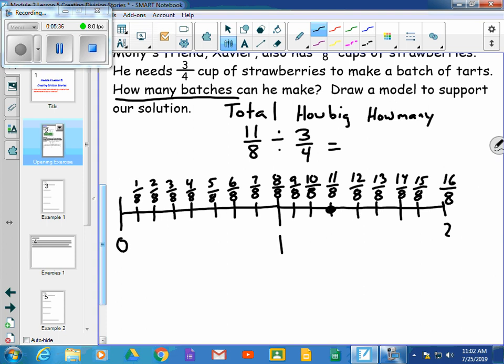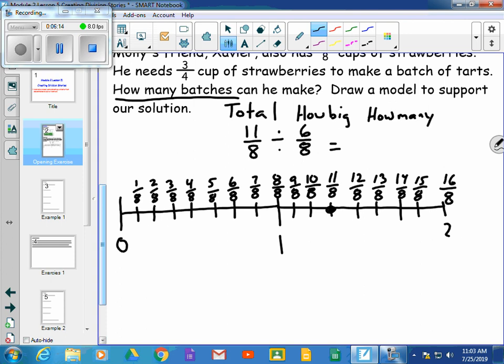Now I want to put that into groups of 3/4. But I can't do that. Remember, eighths and fourths are different size pieces. So what I need to do is find common denominators. A common denominator between the 8 and the 4 would be an 8. I don't need to change my 11/8. I just need to change my 3/4. Multiplying both the 3 and the 4 by 2 gives me 6/8, which is equal to that 3/4.